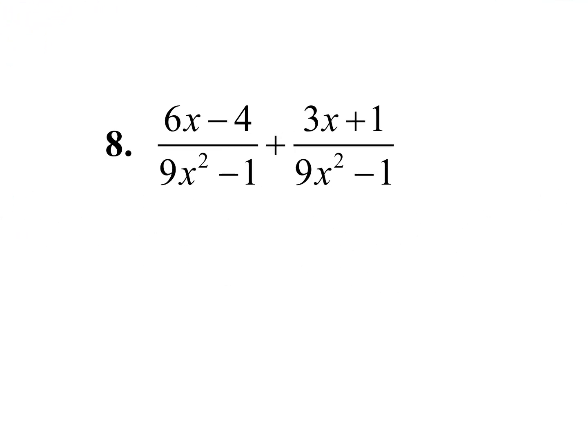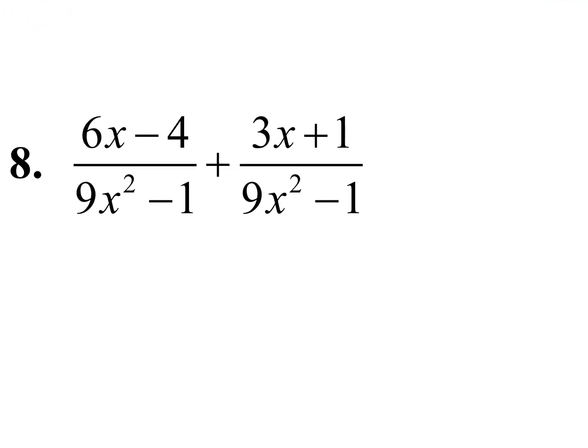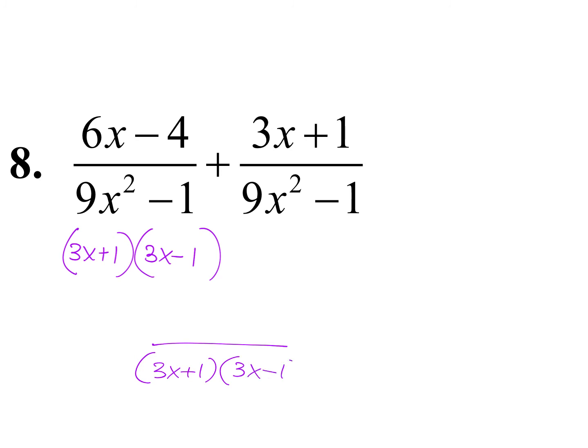Okay, this one, we're adding. What do we got to do? Really, you just have to add the numerators together. There is some factoring that makes sense to do here. If I take out, what is your denominator going to be if you factor it? 3x plus 1 and 3x minus 1, right? So if I simplify this, 3x plus 1, 3x minus 1, okay?